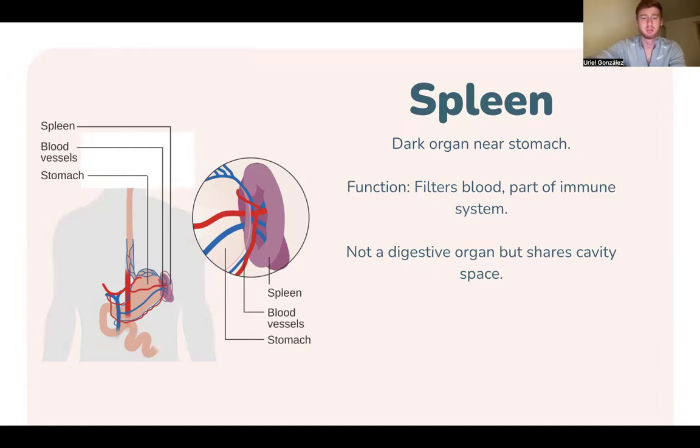So then we're going to have the spleen. Although not part of the digestive system, the spleen, or bazo, is located in the upper left part of the abdominal cavity, and it filters the blood, recycles old red blood cells, and supports your immune system.